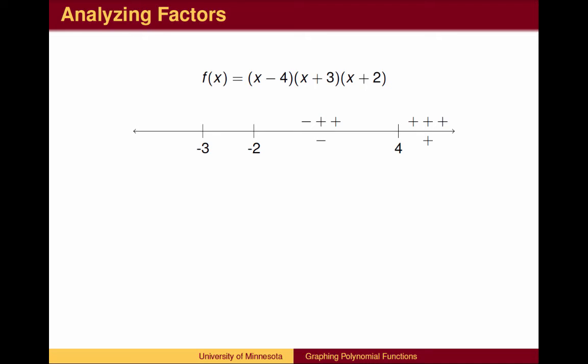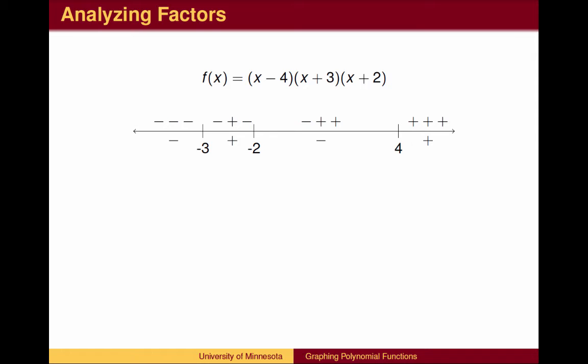The first factor is negative, the others are positive. So the product will have one negative factor and therefore is negative. The graph will be below the x-axis in this region. Between negative 3 and negative 2, another factor changes sign. So we have two negative factors and one positive factor, making the product positive overall.